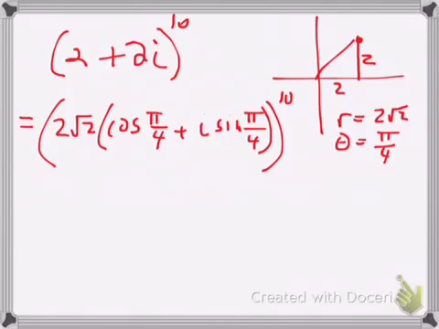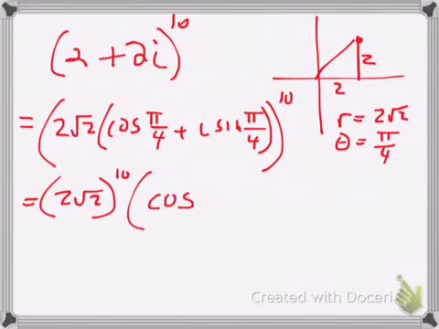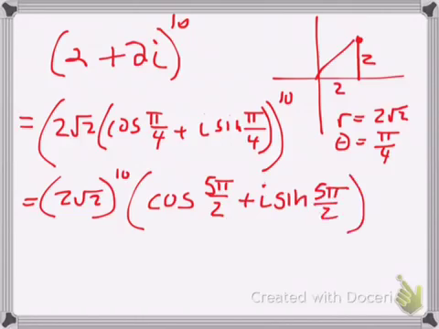What Demoivre discovered is that this is 2 square roots of 2 to the 10th power. And what do we do with the angles? From Demoivre's theorem, what does the power do to the angles? Multiplies them, right? What's 10 times pi over 4? 10 pi over 4 is 5 pi over 2. Okay?